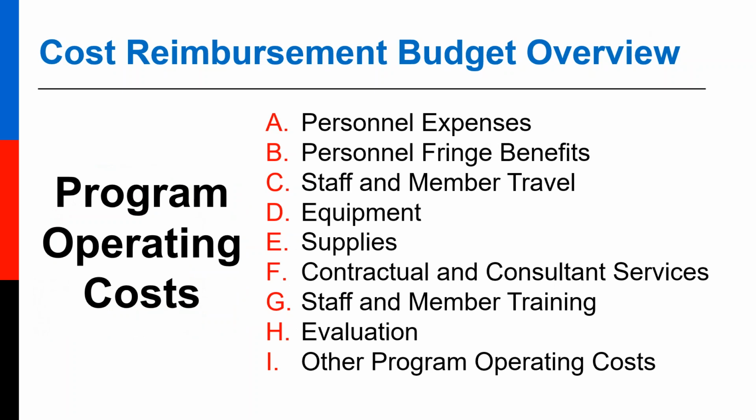So let's talk about the first section, program operating costs. This is broken up into 9 subsections, sections A through I. We're going to talk about each of these in more detail.